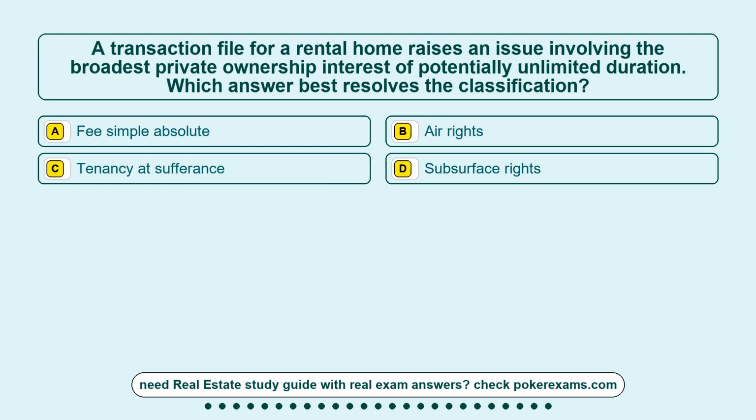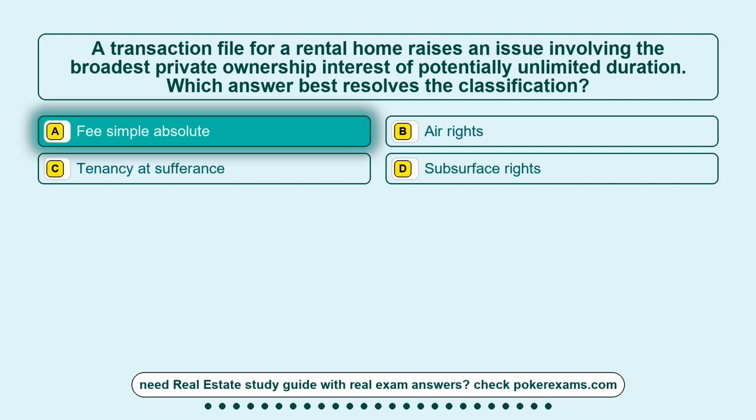Question 14. A transaction file for a rental home raises an issue involving the broadest private ownership interest of potentially unlimited duration. Which answer best resolves the classification? Option A, a fee simple absolute. Option B, heir rights. Option C, tenancy at sufferance. Option D, subsurface rights. The correct answer is option A, fee simple absolute.